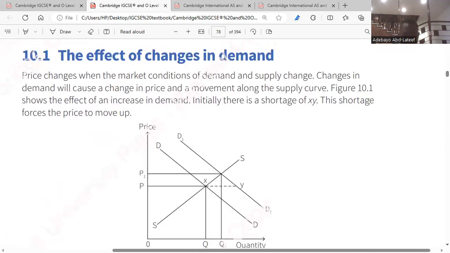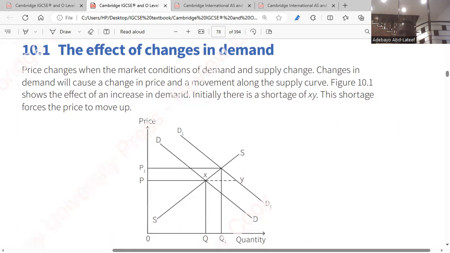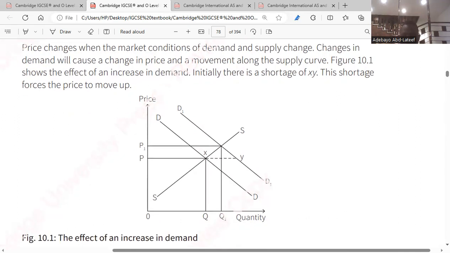Yes. They said initially there is a shortage of XY. The quantity demanded in the market should be at Y, but the quantity available is at X. So the shortage is XY. Do you get it? Yes. So because there's a shortage of XY, what happens to price? Price will increase from P to P1, based on the fact that the quantity supplied in the market is not much.